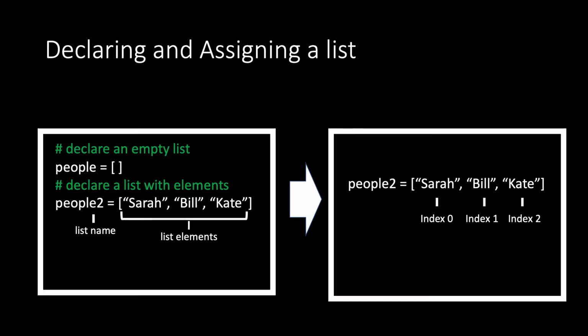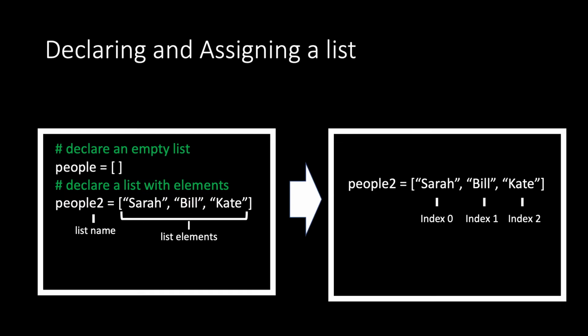So to declare a list, we can declare an empty list, or we can actually have data in there. Each piece of data is called a list element. But let's take a look. So you can use the open and closing square brackets and assign it to a variable name, and you have an empty list. Or you can declare a list and you can assign the data to it, known as elements. So each piece of data is known as an element.